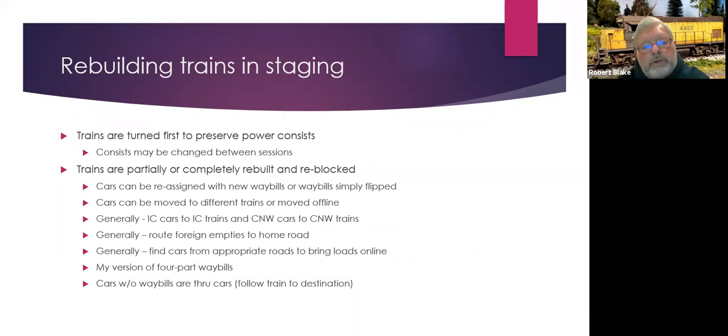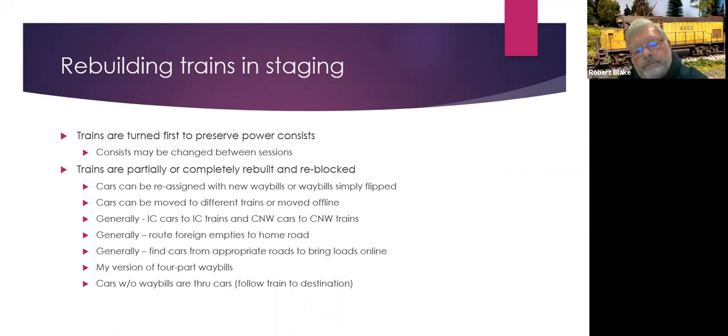Now, at the staging yards, the trains can either be partially or completely rebuilt and reblocked for departure. Cars can get new waybills, or I may simply flip the waybill and change it from load to empty. I do move the cars. I can move the cars to different trains or take them off the layout for a couple of sessions before putting them back in operation.